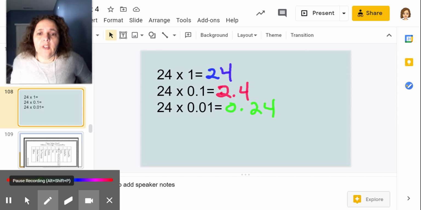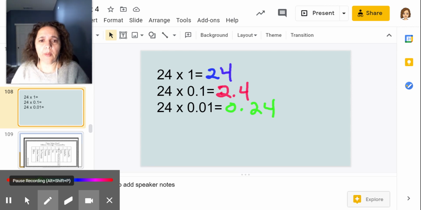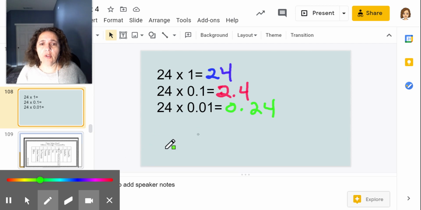Okay, so let's take a look. I put my answer here. Look what's happening here. 24 times 1 is just simply 24. 24 times 1/10, they shifted over one place. 24 times 1/100, they shifted over 2 places. So do you see a shortcut yet of how we can do these without using the place value chart? Think about it. Look at the pattern. See if you notice a pattern.